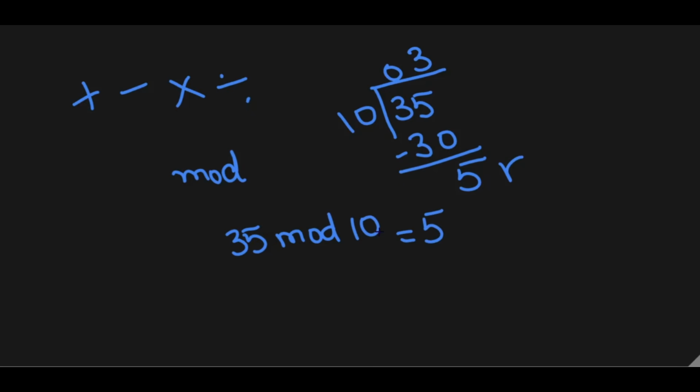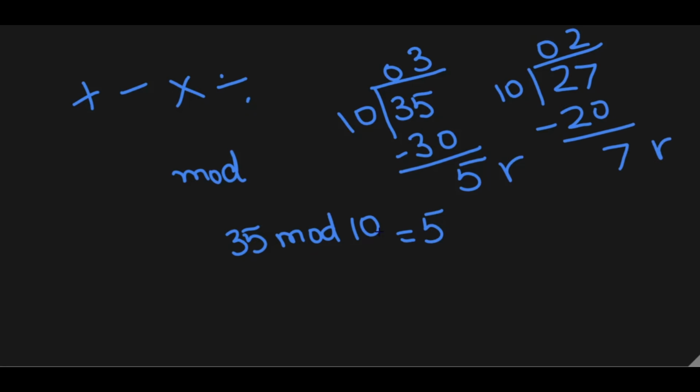Let's take another example. 27. So 10 and then 0, 2, 20, subtract and 7. So again, we got the remainder. So do you see the pattern? We are getting the last digit of this number. It's the same as the remainder. Do you see that? But this only happens when you divide by 10. So the mod has to be taken with 10, okay?